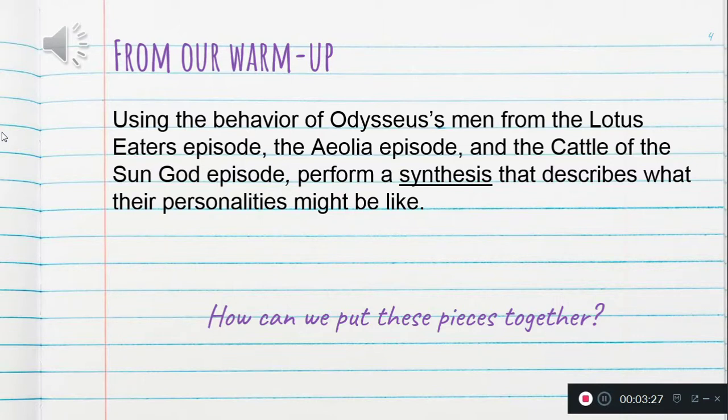So our big thing is the personalities of the crew members, and we need to make that using the little things that are their behavior in each individual episode. So how can we put the pieces of each individual episode together into the larger idea of their personalities as a whole?